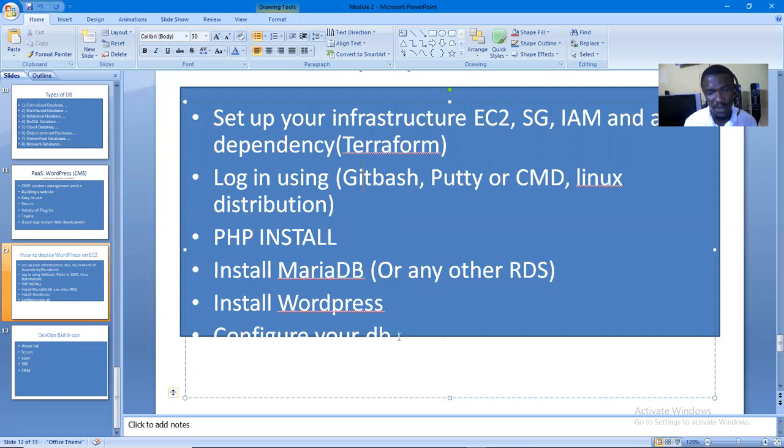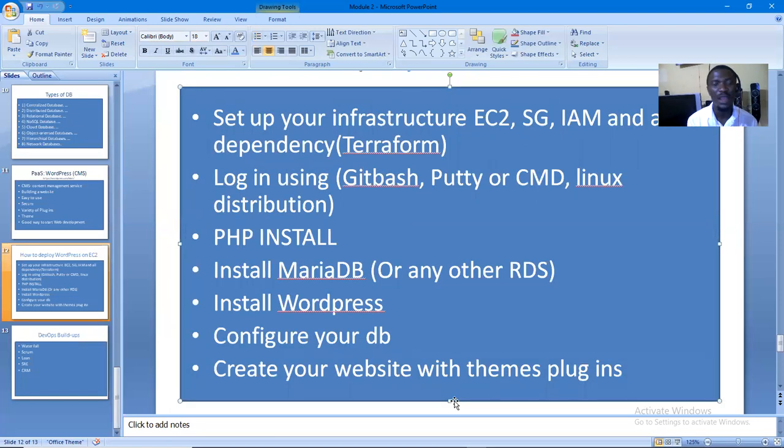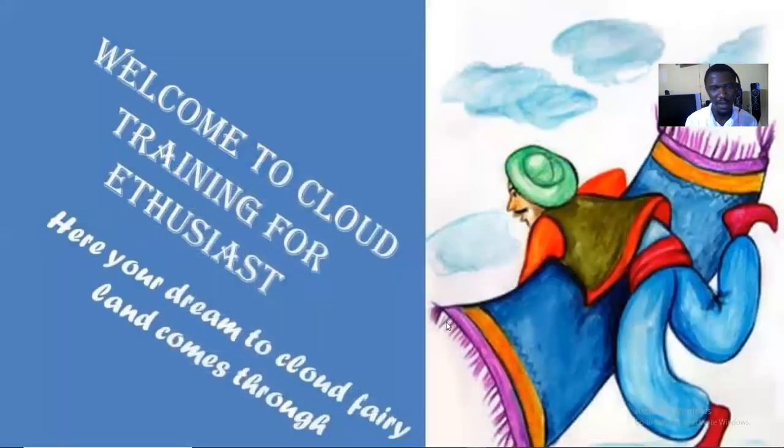Then after logging in, I'm going to install PHP. After installing my PHP, I'm going to install my WordPress. Then after installing my WordPress, I'll configure the DB, then create my website with a theme, plugins, and so on. But I may not be able to go deep into those things, I'll just show you one or two basic things. You can go and try it yourself, you understand? So having said this, I think we should go straight back. By this time, my instance should be ready.